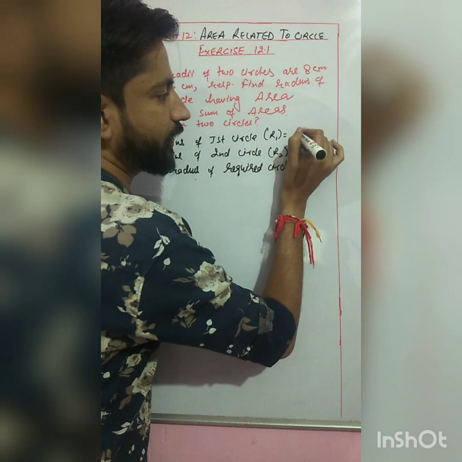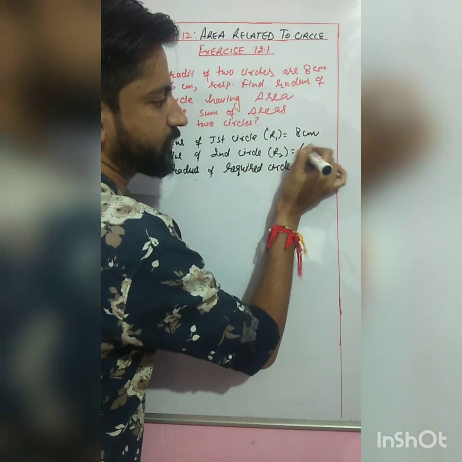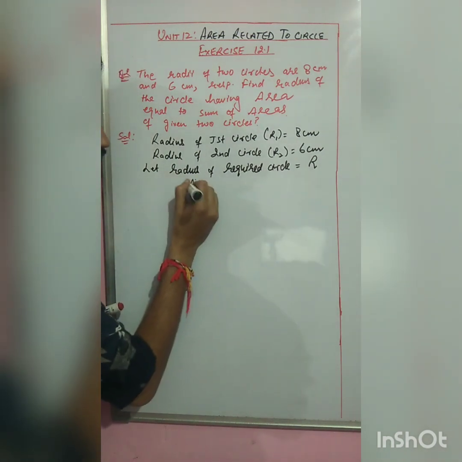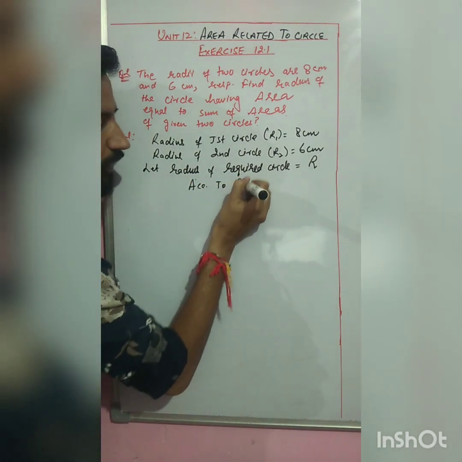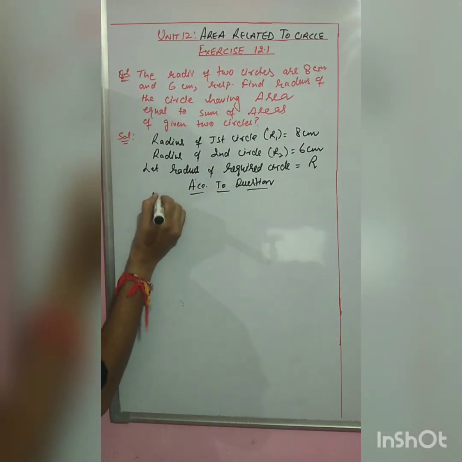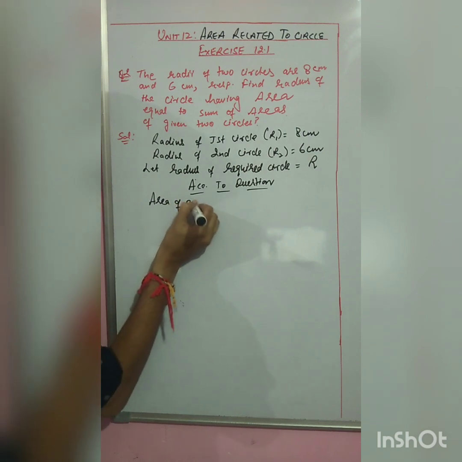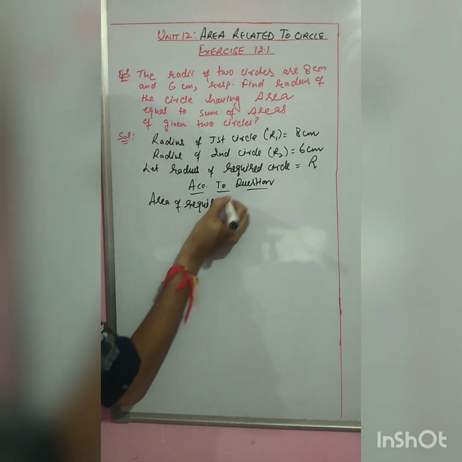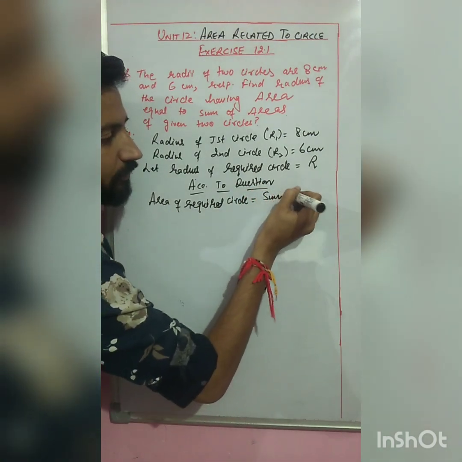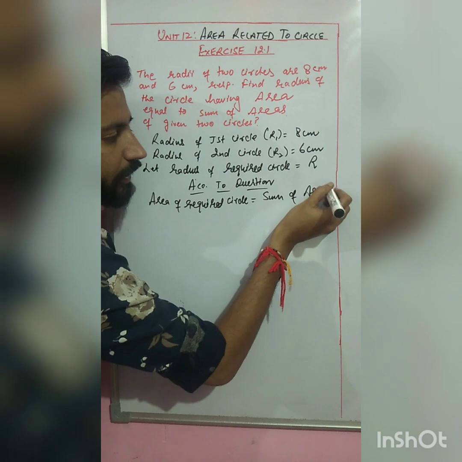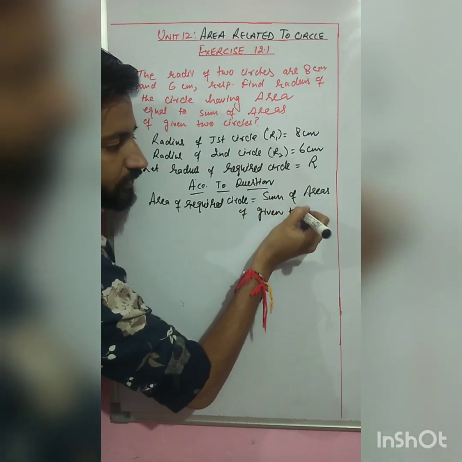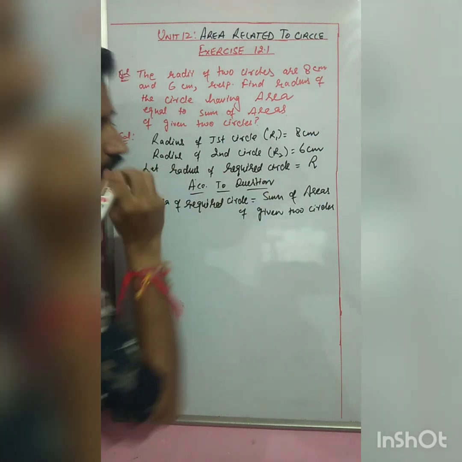So we are given the radii as 8 centimeter and 6 centimeter. First circle is 8, second is 6. Now according to the question, the area of the required circle is equal to the sum of the areas of the given two circles.